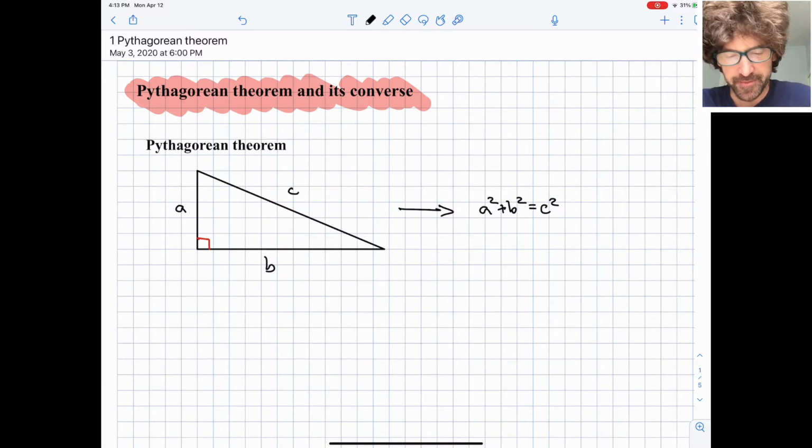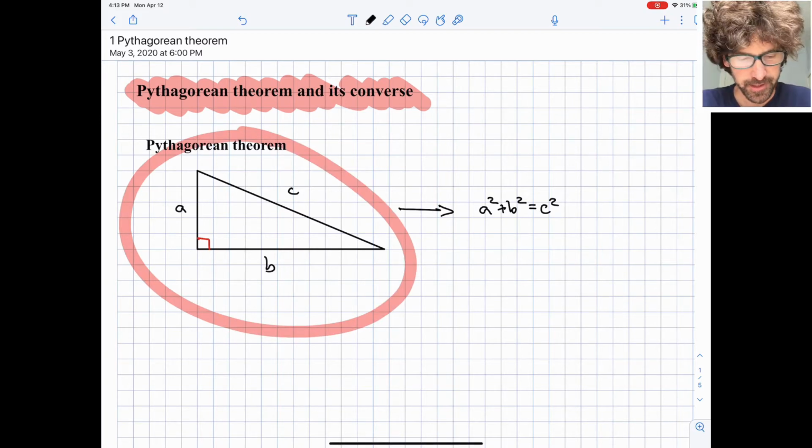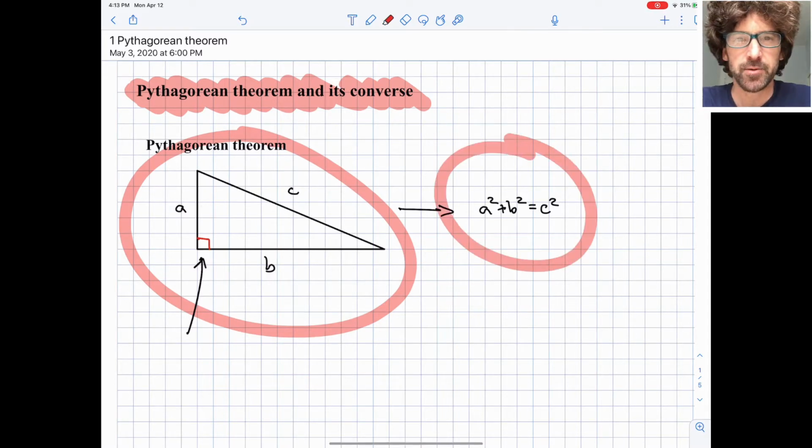So the Pythagorean theorem says this: if we know that we have a right triangle, in other words, a triangle with one right angle, then we can conclude that a squared plus b squared equals c squared. A and b represent the lengths of the legs of the right triangle, the two sides that meet at the right angle, and c represents the length of the hypotenuse of the right triangle.